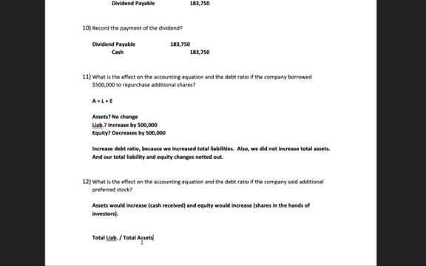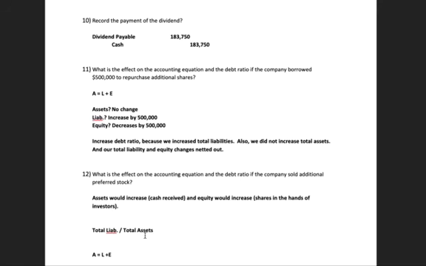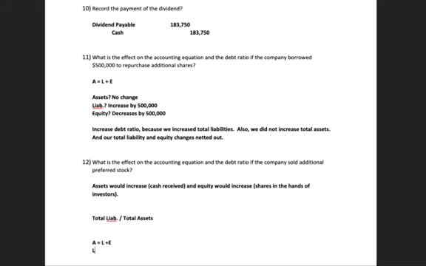There's no real effect to our liabilities, so we have to break this out. So total liabilities, and we're going to have to use the accounting equation here. So assets equals liabilities plus equity. We move that around. We see that liabilities equals assets minus equity. So let's change this to total assets minus total equity, like that.